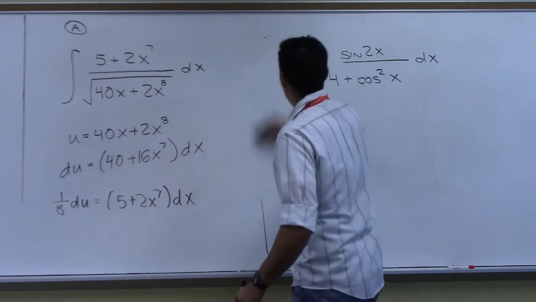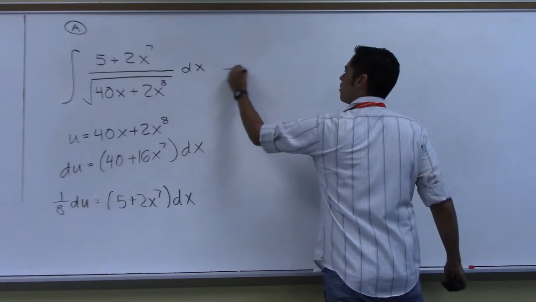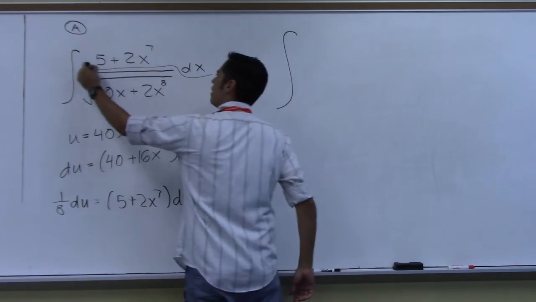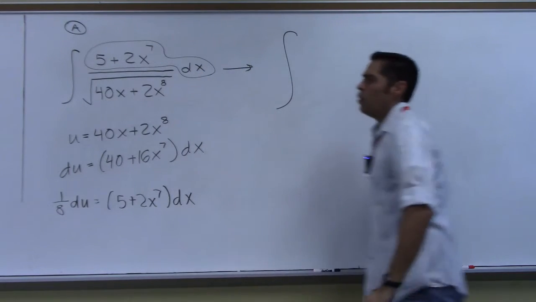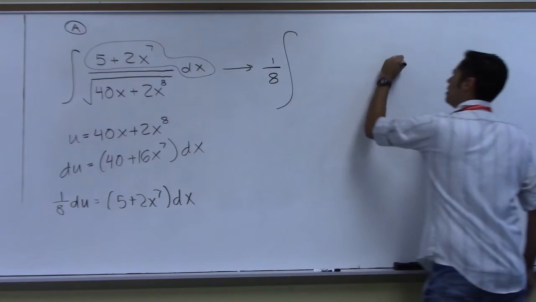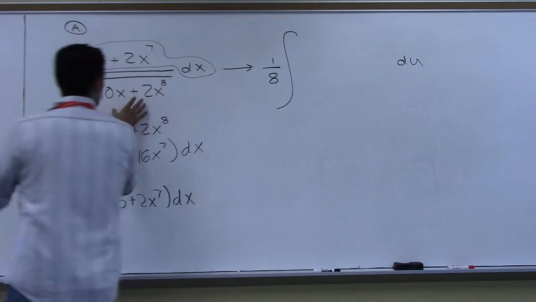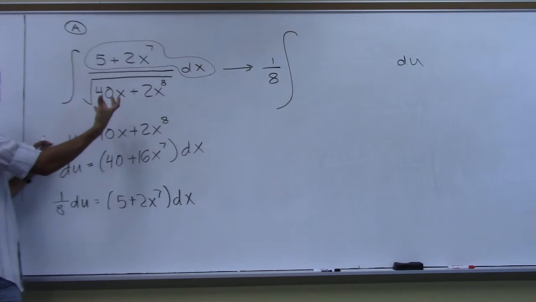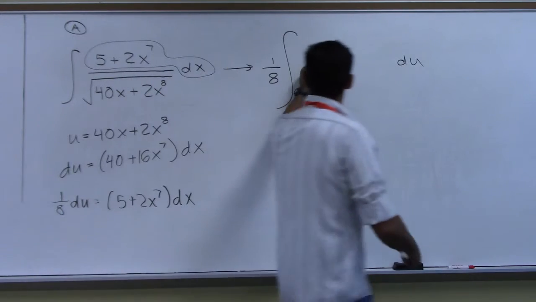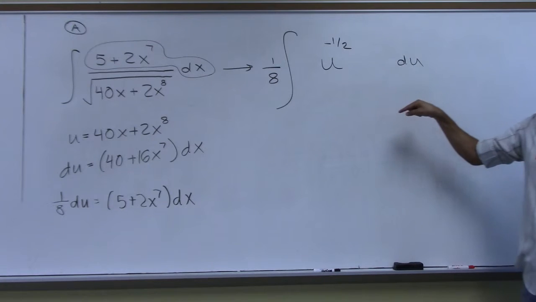And I saw some of you getting a little hung up on this part. When you rewrite this integral, this entire piece right here is going to become what? 1/8 du. So I'll pull the 1/8 out and I'll slap the du on the back. And then what's left is this square root of u, but it's on the bottom. So 1 over root u is the same as u to what power? Negative 1/2, right? That's the same as 1 over the square root of u.